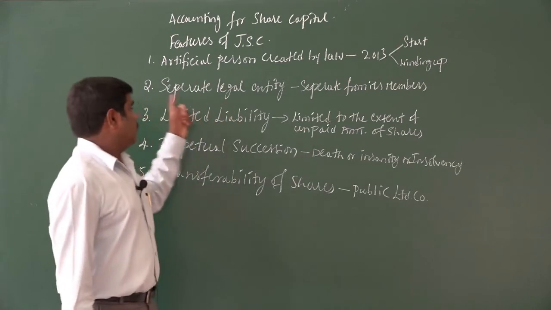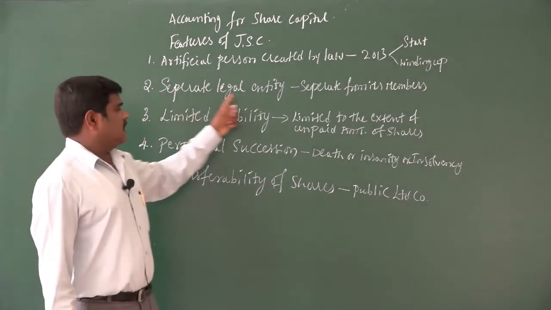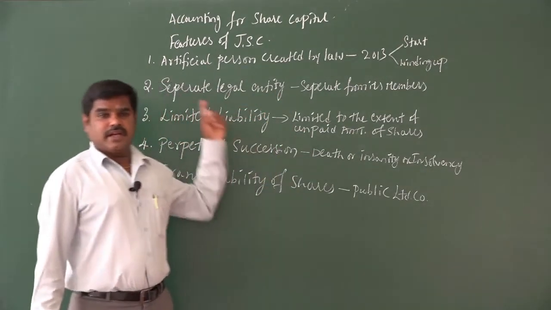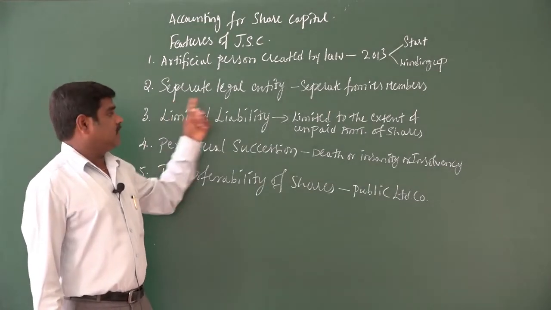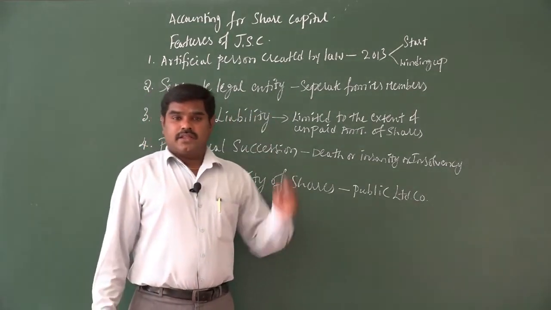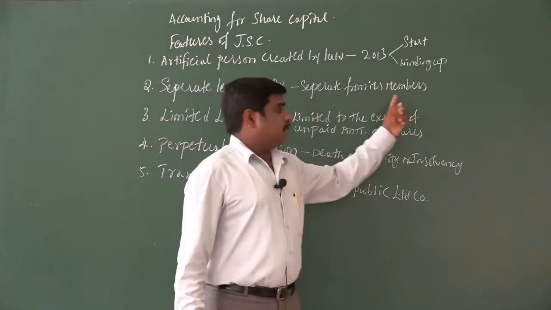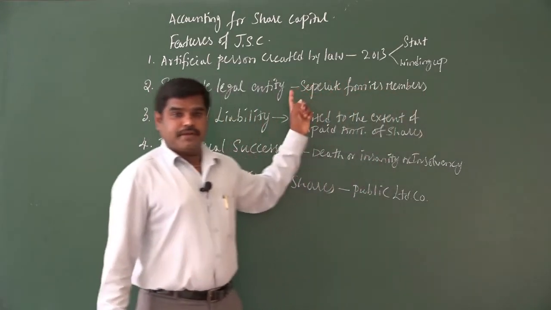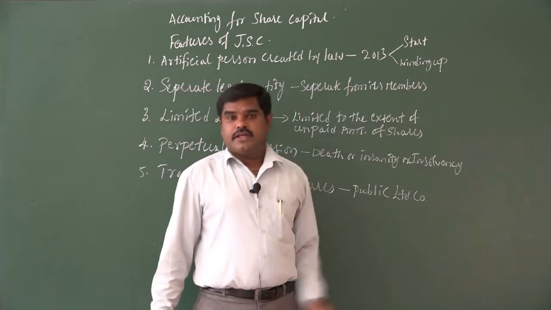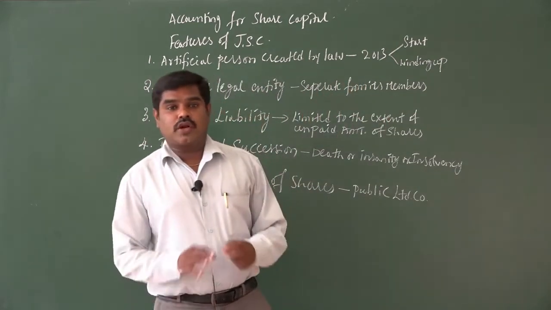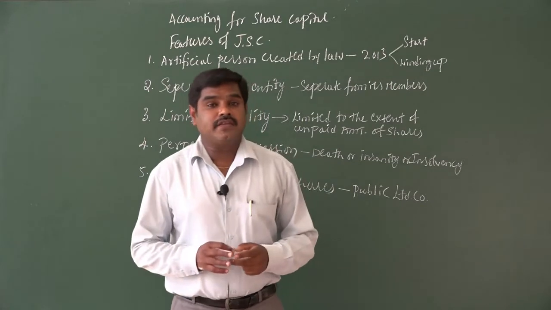First one done. Second one, separate legal entity. A joint stock company is a separate legal entity. The owner is what you call a shareholder. The shareholder is separate from the company, and the company is separate from its members. Shareholders have no right to participate in the day-to-day activities of the company.